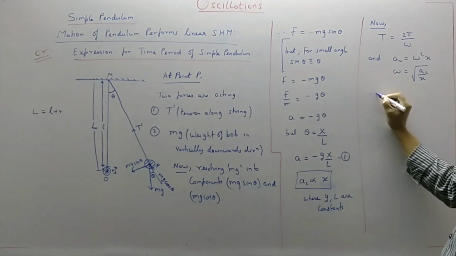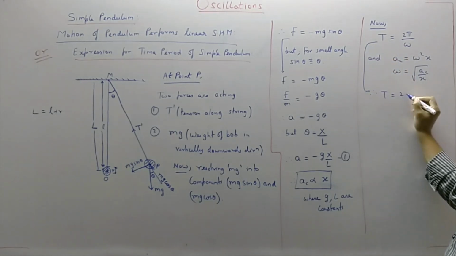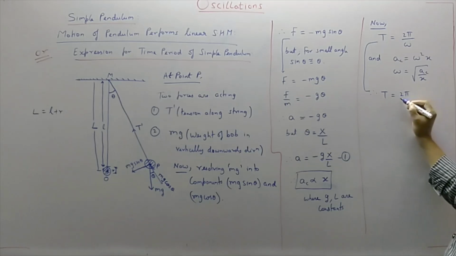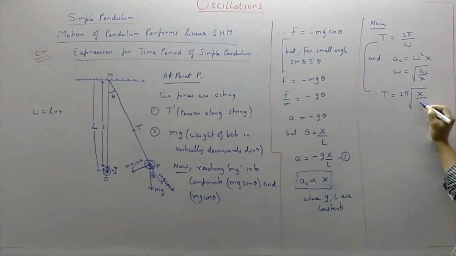So therefore the time period T is equal to 2 pi upon omega. What is omega? Omega is the square root of a upon x.